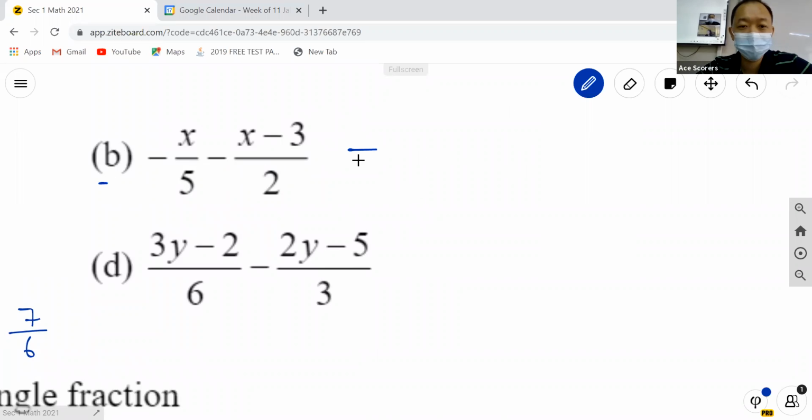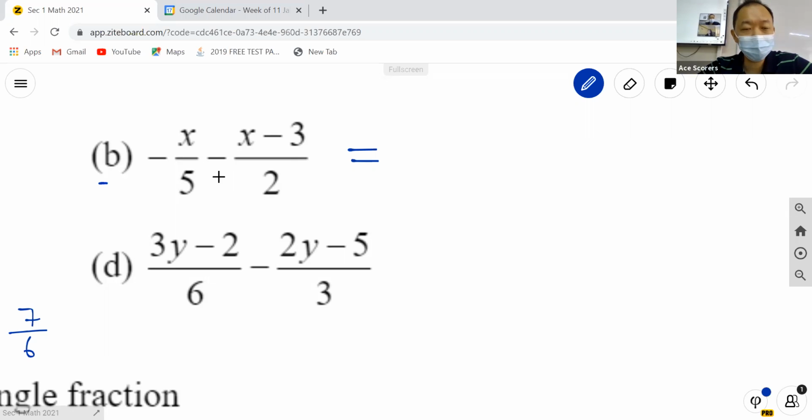Blossom. For B, I find the common multiple of 5 and 2. Yeah, very good. Which is 10, right? Okay, then what do we do next? Then after that, we'll write down the top part, the numerator.